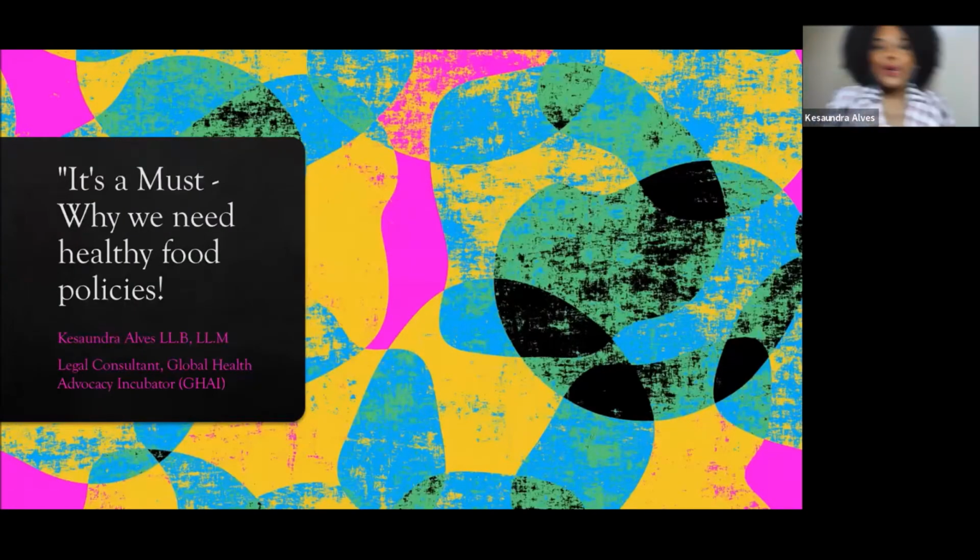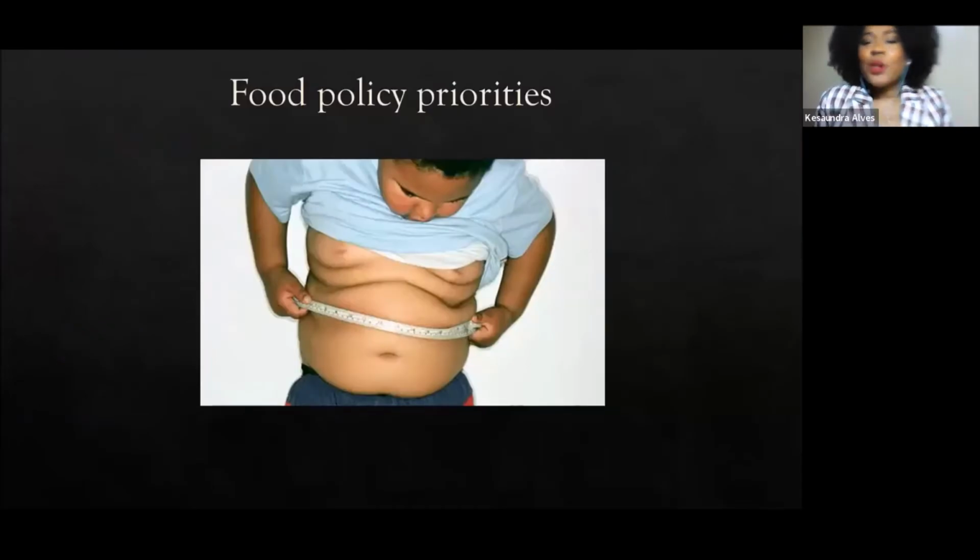Great. So yes, I'm going to talk to you today about why it is that we need healthy food policies and we need them now. So I want you to look at this child. You see an overweight or possibly obese child. And as a food policy advocate, I don't want you just to see the overweight child. I want you to think about all the things that could have led to this child being overweight. You need to think beyond just what you're seeing in front of you.